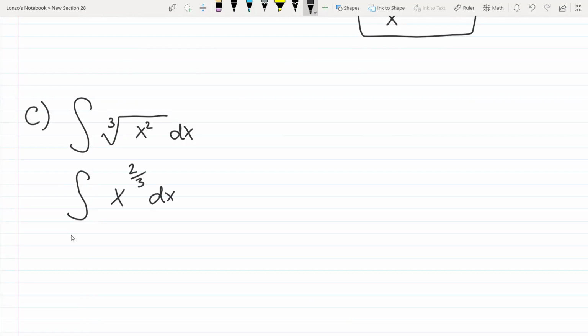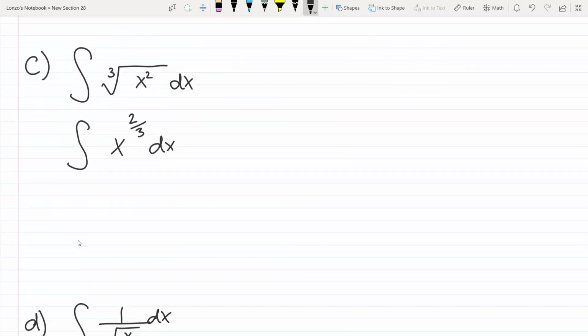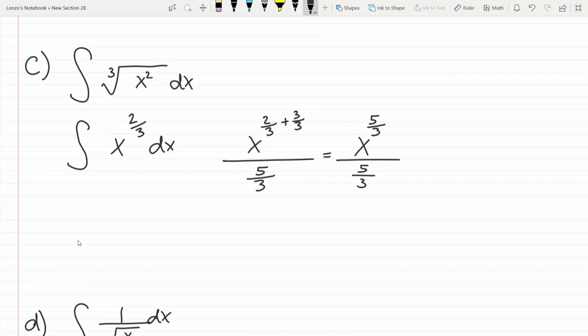Okay, so how do I take the integration of that? You apply the power rule. So it's going to be x to the 2/3 plus 1. In our case, our 1 will be 3 over 3, divided by that power. So 2/3 plus 3 over 3 is 5/3. So this is going to be x to the 5/3 divided by 5 over 3.